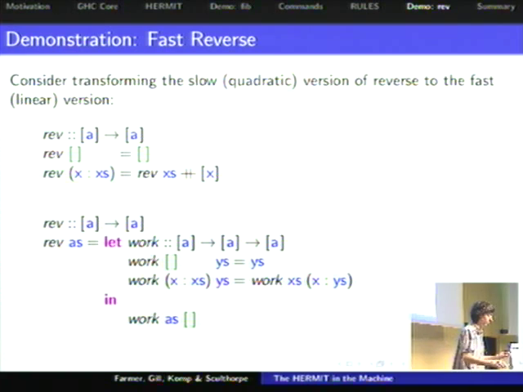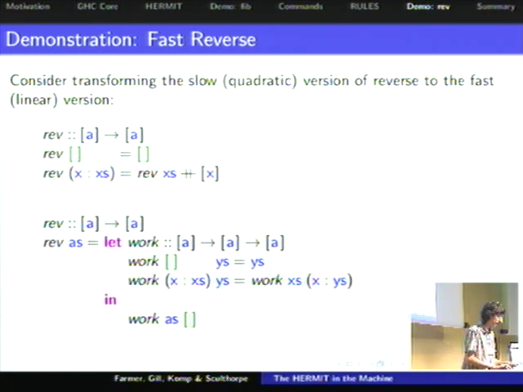Okay, so I'm going to give another demo now, something a little more interesting. So this is the reverse function, and at the top we have the classic inefficient reverse function, and down below we have the more efficient reverse function that uses an accumulator. So the top one is quadratic time, the bottom one is linear time. I'm going to guess this is a transformation you're pretty familiar with.